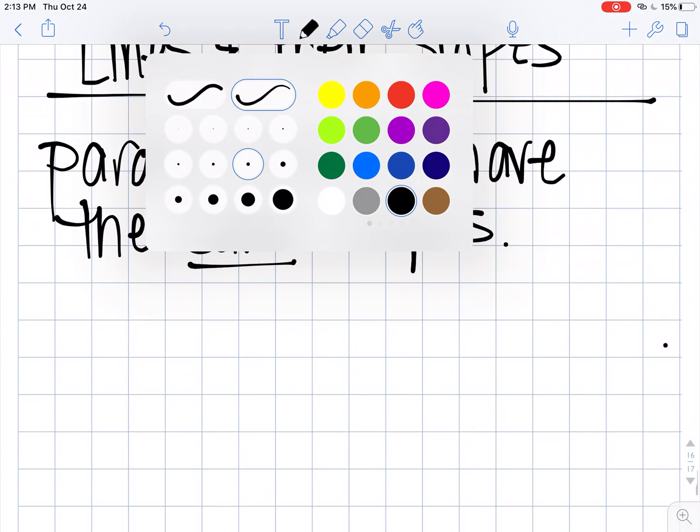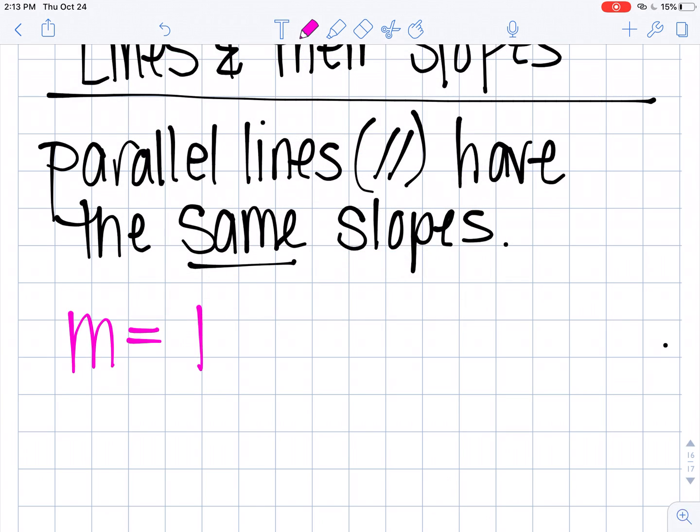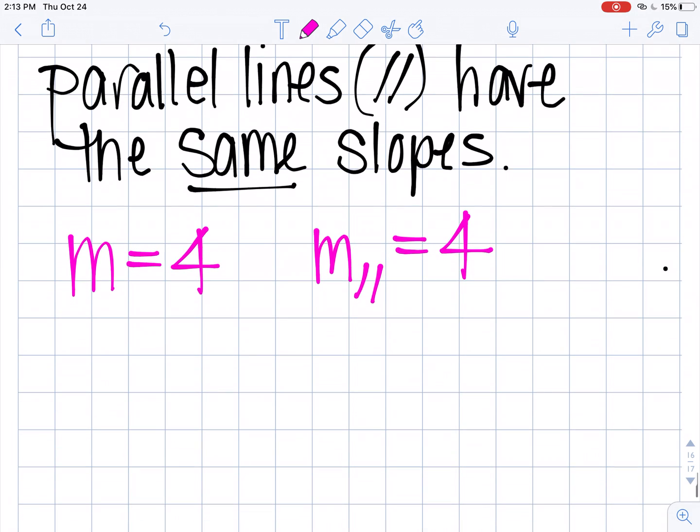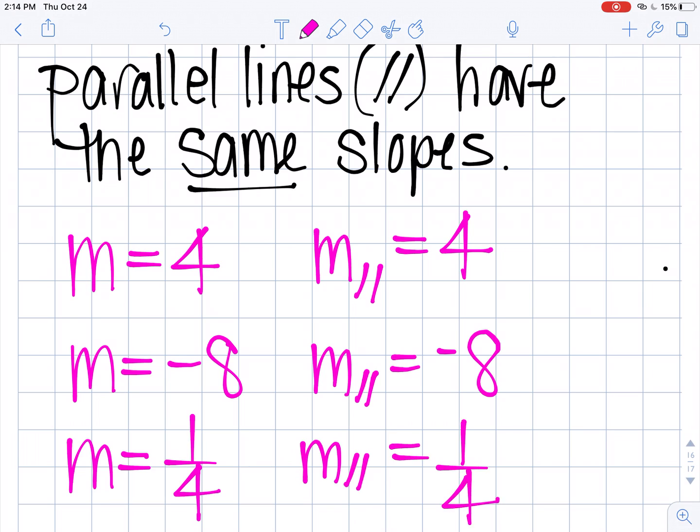So, if I tell you that I have a line that has a slope of 4, a line that is parallel to it will also have the slope of 4. If I have a line that has a slope of -8, a line parallel to it will also have the slope of -8. If I have a fraction, say it has a slope of 1/4, a line that's parallel to it will also have the slope of 1/4.